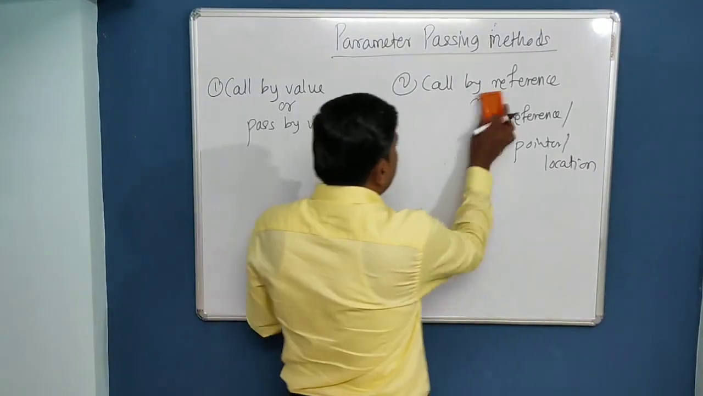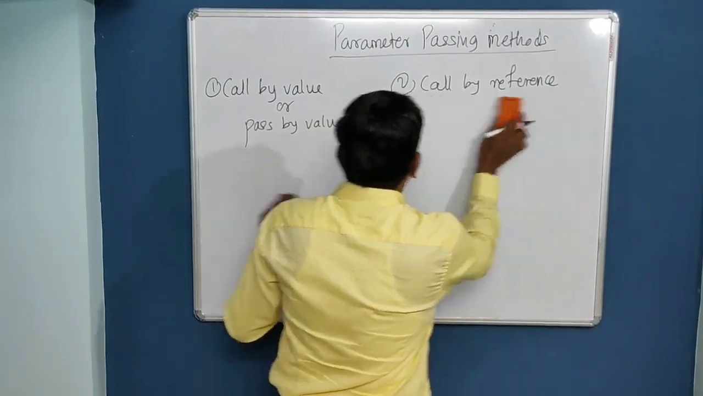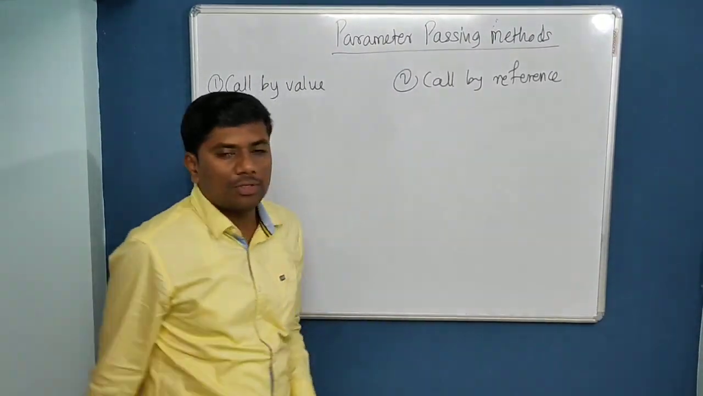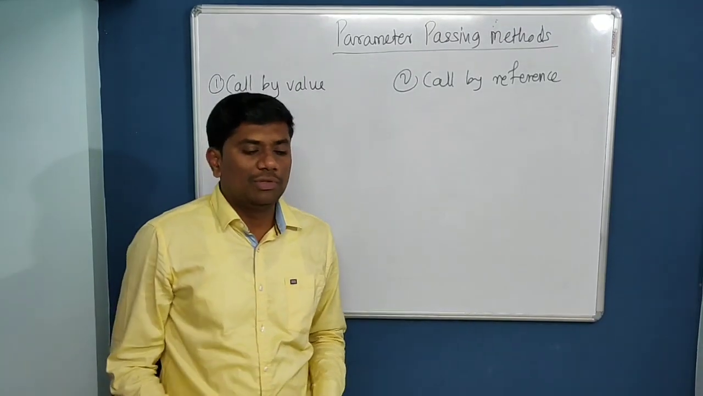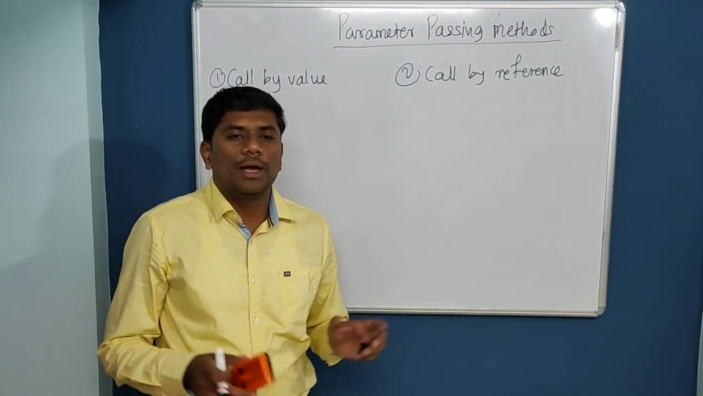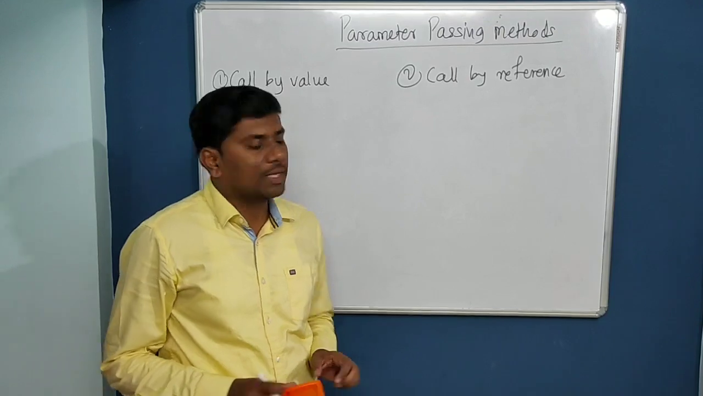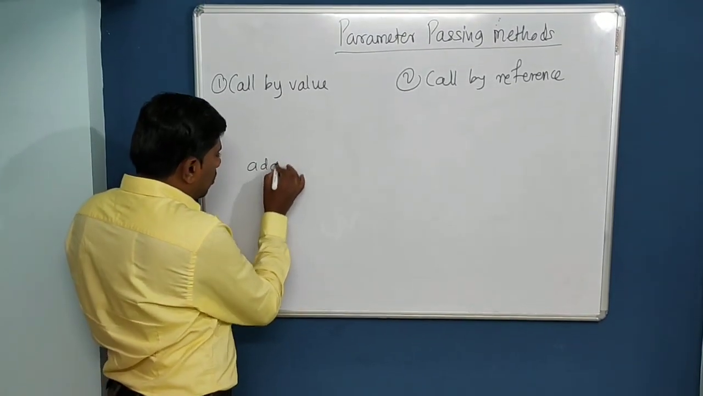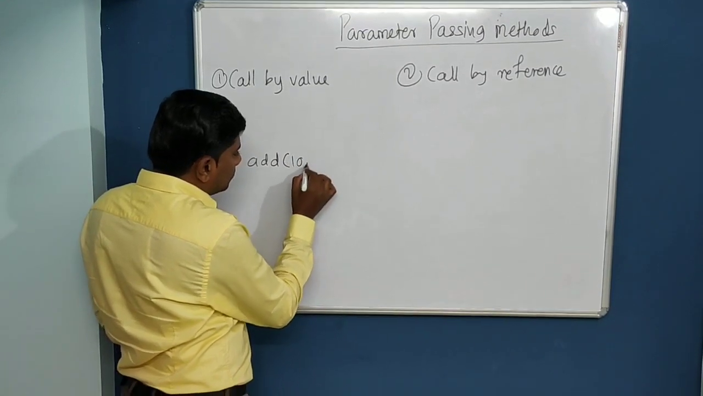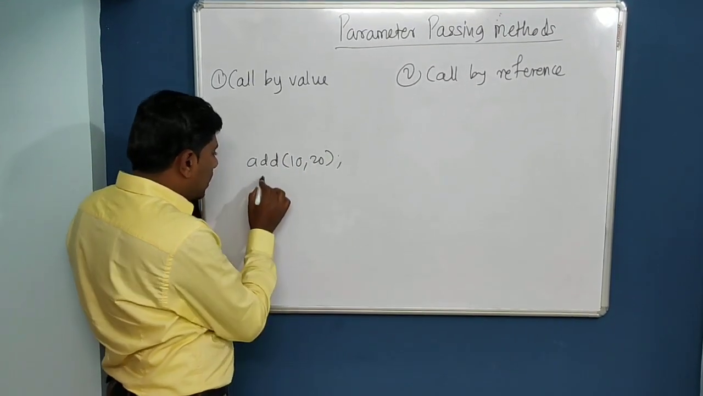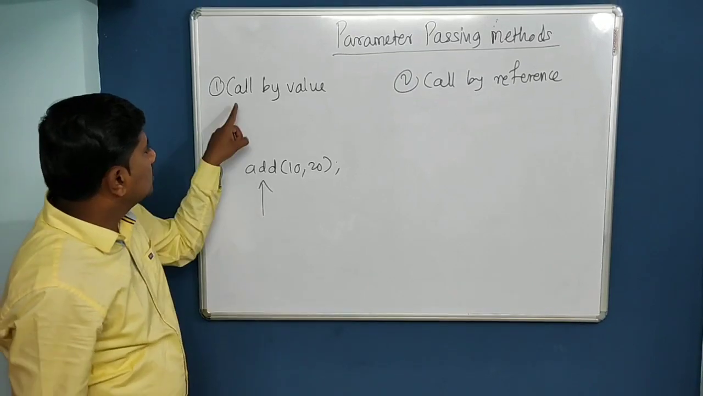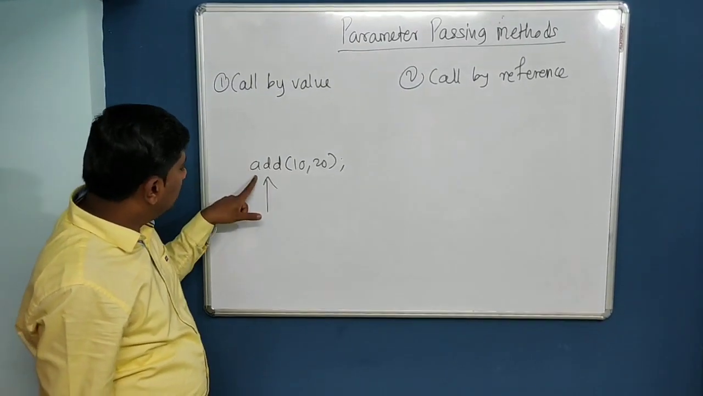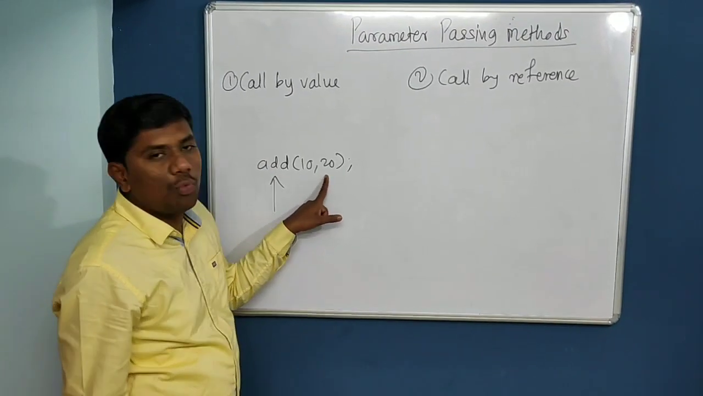So what is the difference between call by value and call by reference? We'll see this first. Because in interviews they ask which are the methods of parameter passing and to differentiate between them. Getting? So see, in call by value, as the name suggests, we are calling the function by passing some values.